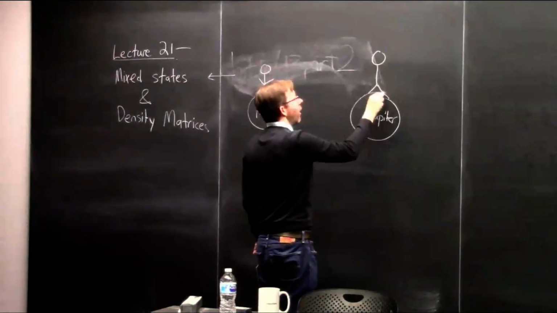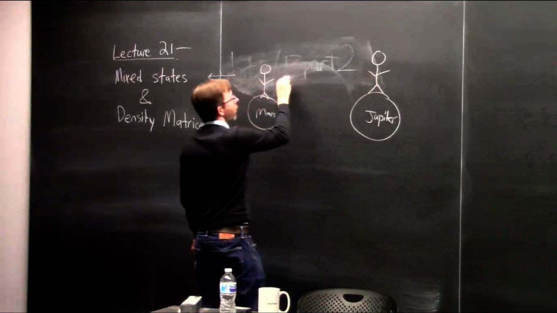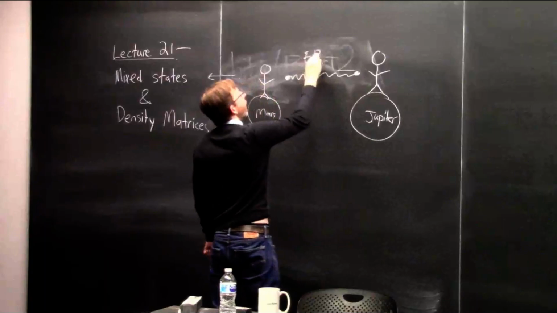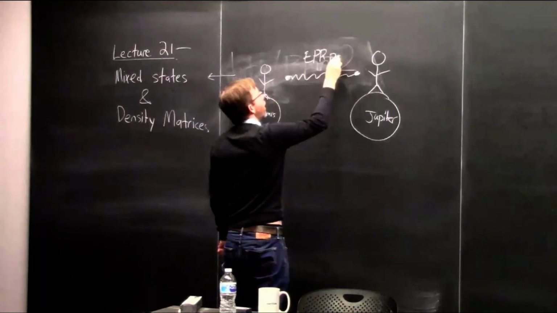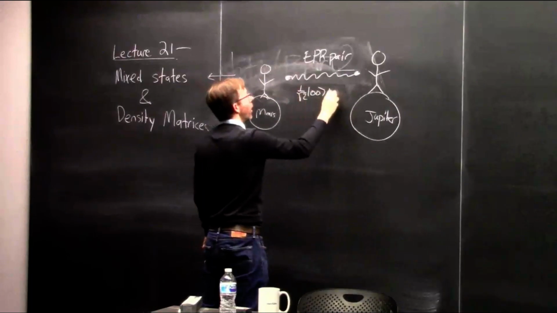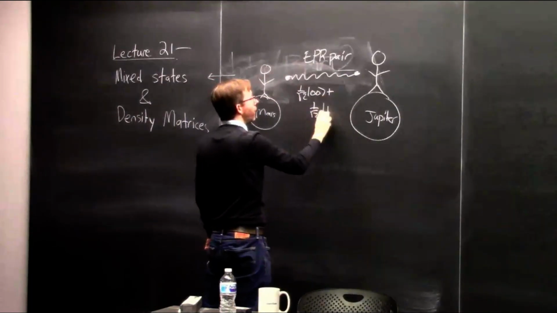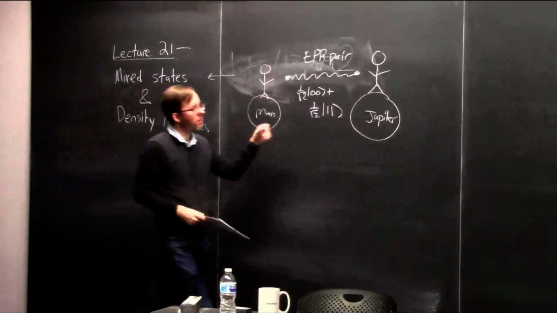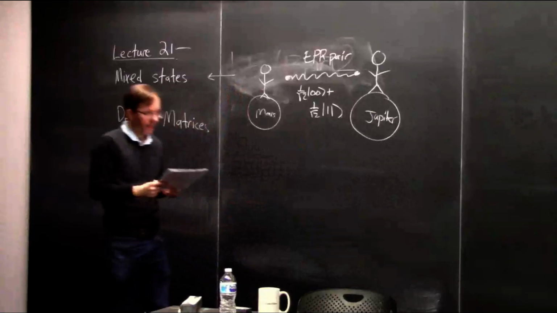And we imagined that at some point, back when they were together on Earth, they prepared an EPR pair. That's just 2 qubits in the quantum state 1 over root 2 |00> plus 1 over root 2 |11>. So a joint state of 2 qubits, and then Alice takes the first qubit to Mars, and Bob takes the second qubit to Jupiter. And they hang out there.